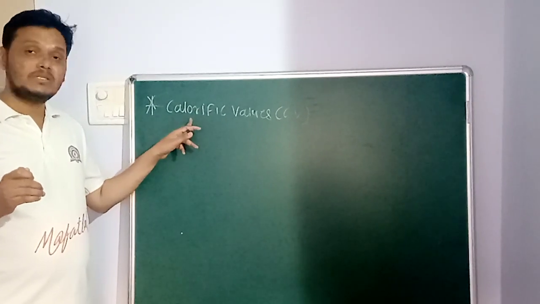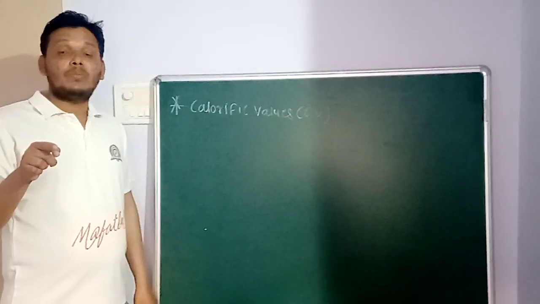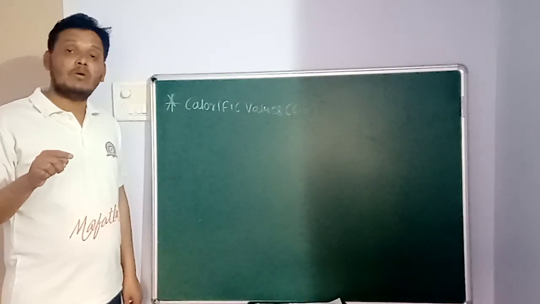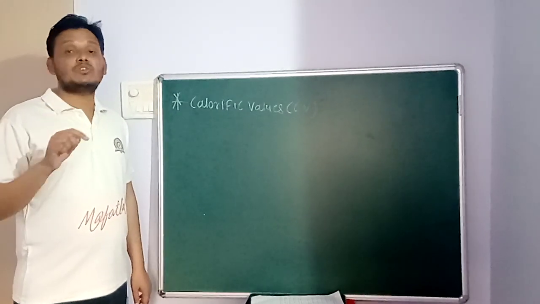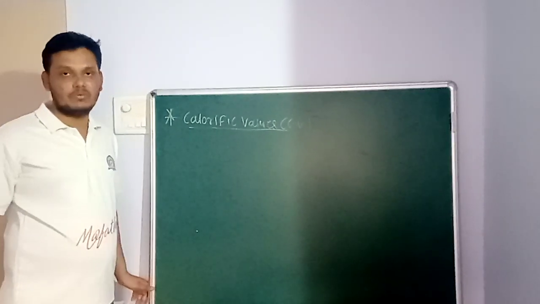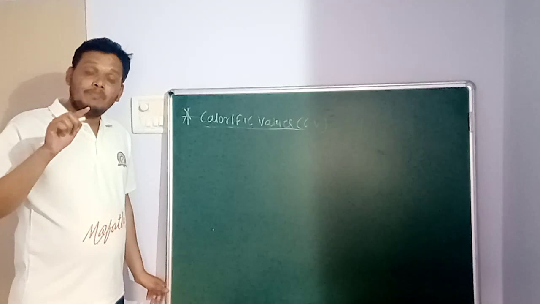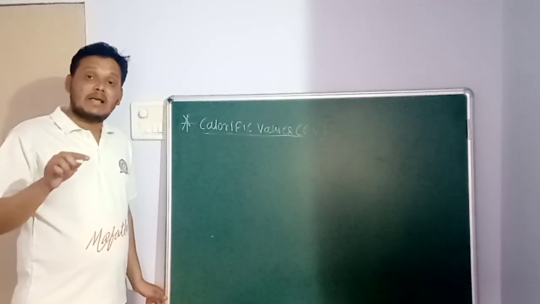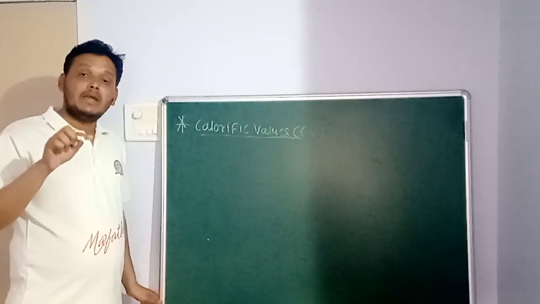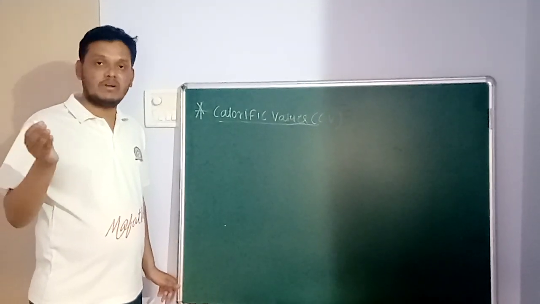Calorific value, CV, can be defined as the total quantity of heat liberated by unit mass or unit volume of the fuel in presence of air and oxygen. Now, the calorific value for the solid fuel as well as for the liquid fuel can be expressed in terms of mass in four different systems.